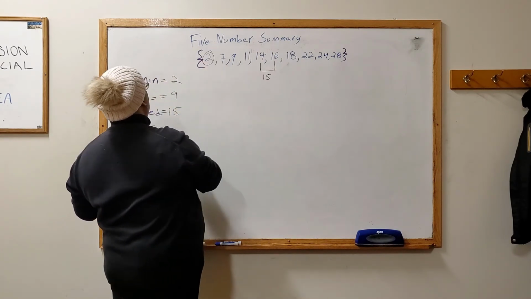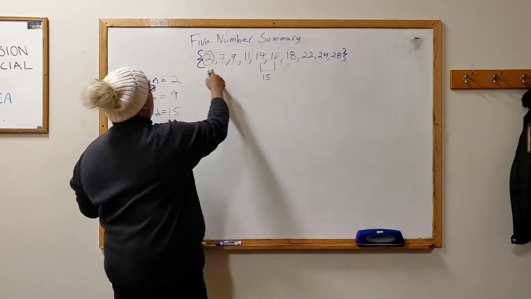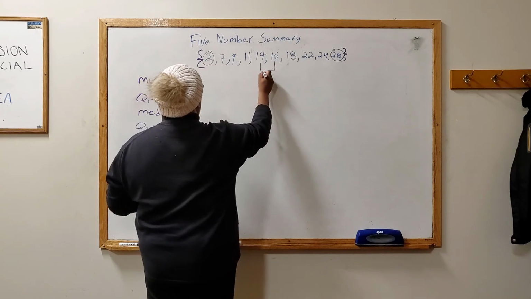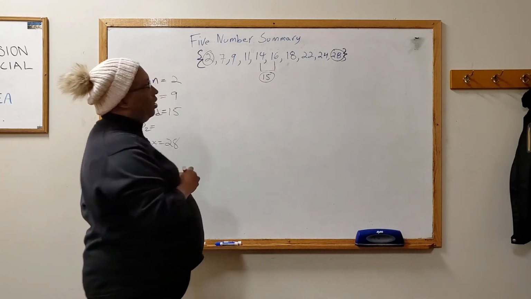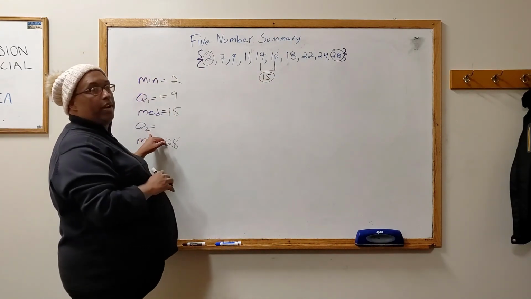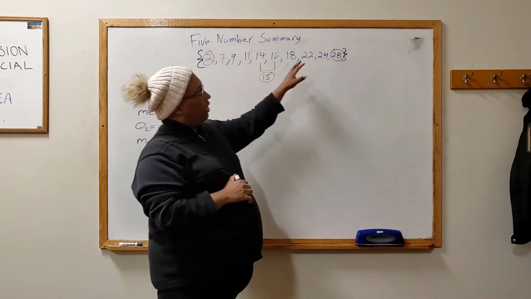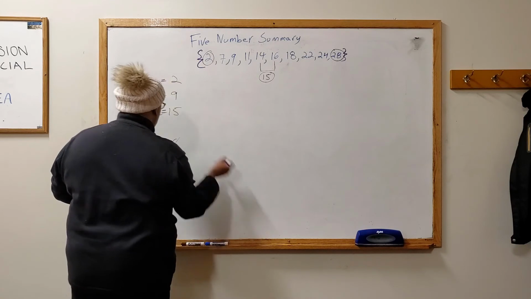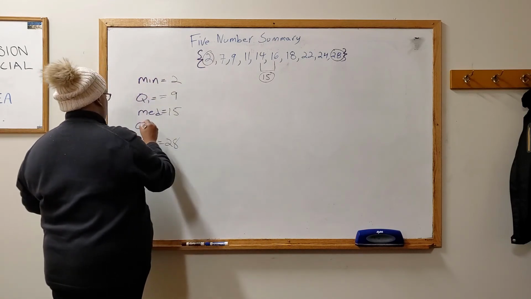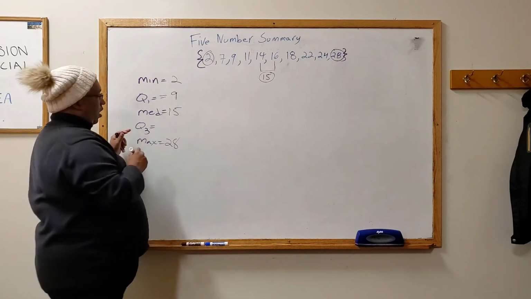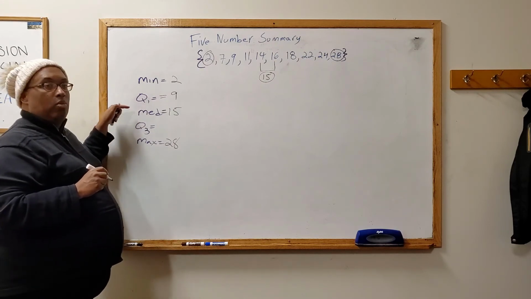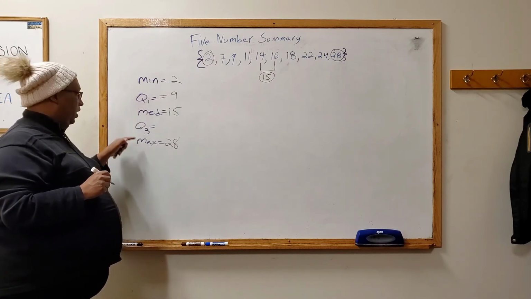So let me circle. This one was the median. This one was the minimum. This one was the maximum. So now we need to find Q3. This should be Q3. Minimum, Q1, median, which is Q2, Q3, and max.